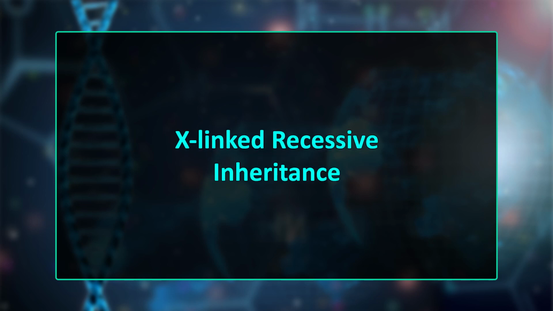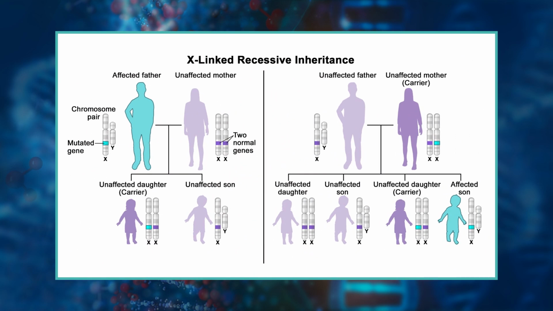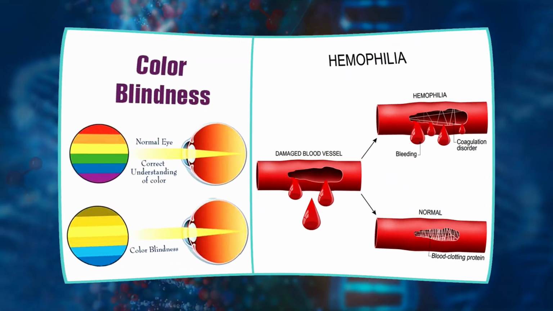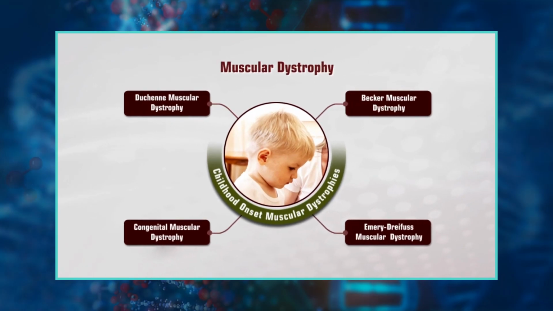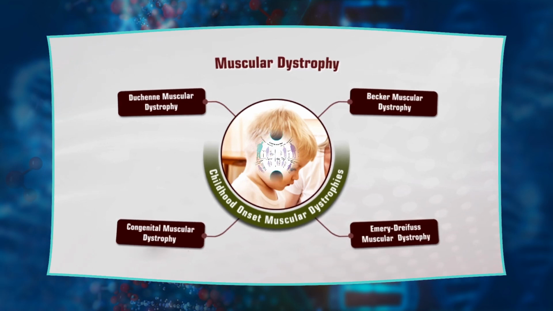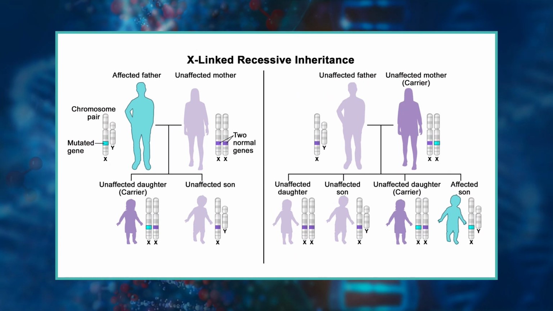Now let us discuss the X-linked recessive inheritance. X-linked recessive inheritance is much more common because females can be carriers of the diseases yet still have a normal phenotype. Diseases transmitted by X-linked recessive inheritance include color blindness, the blood clotting disorder hemophilia, and some forms of muscular dystrophy.